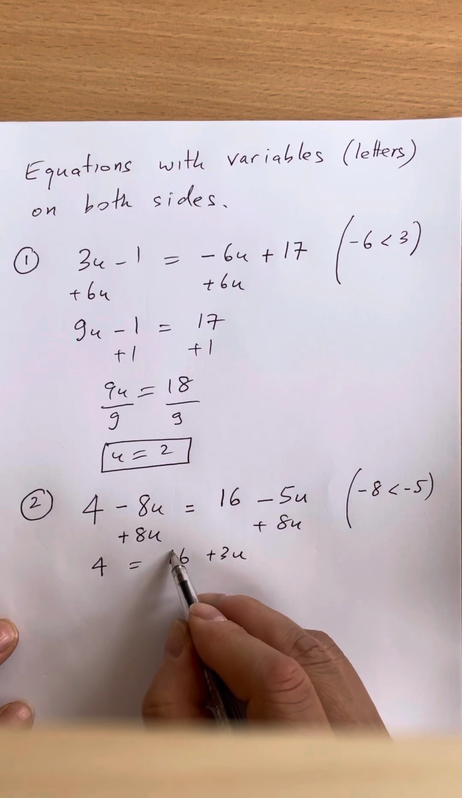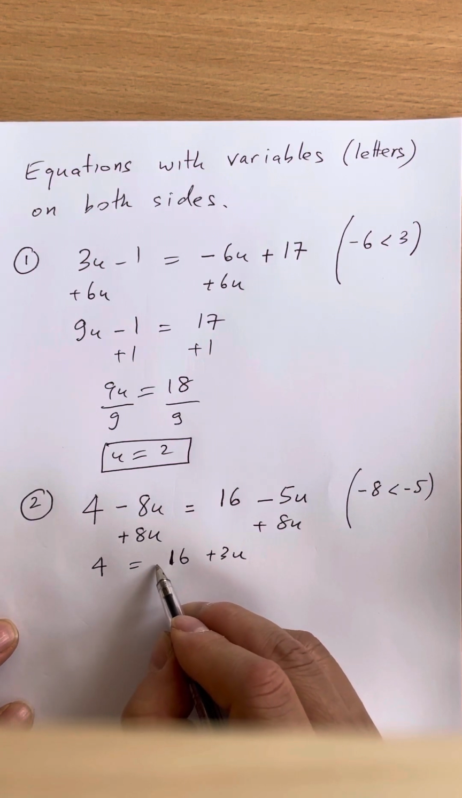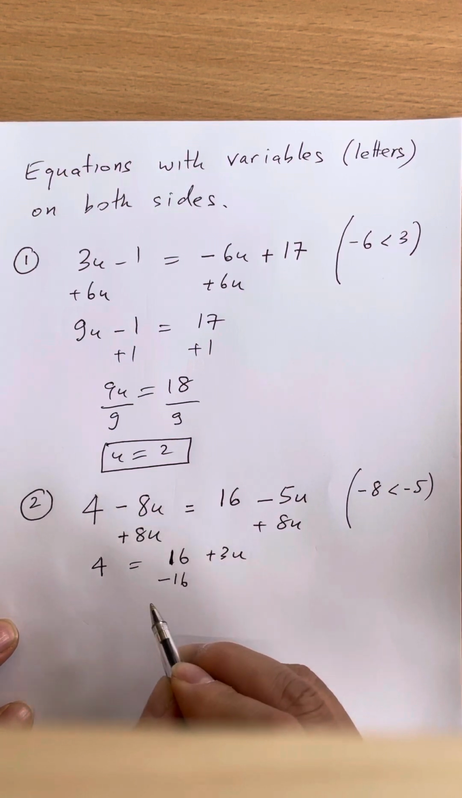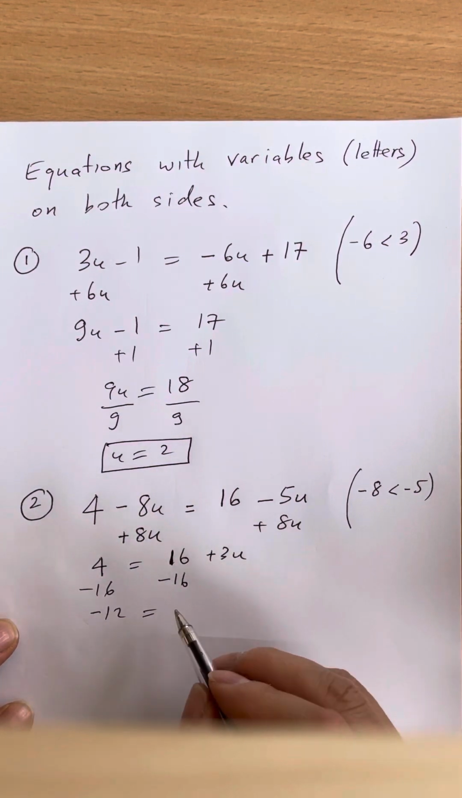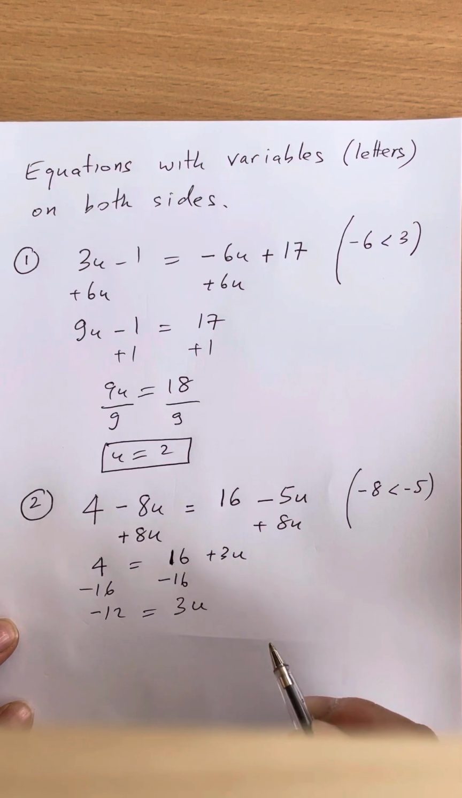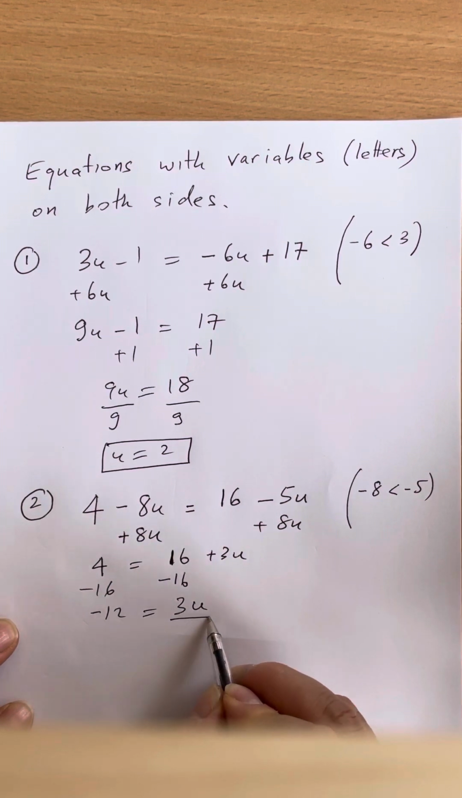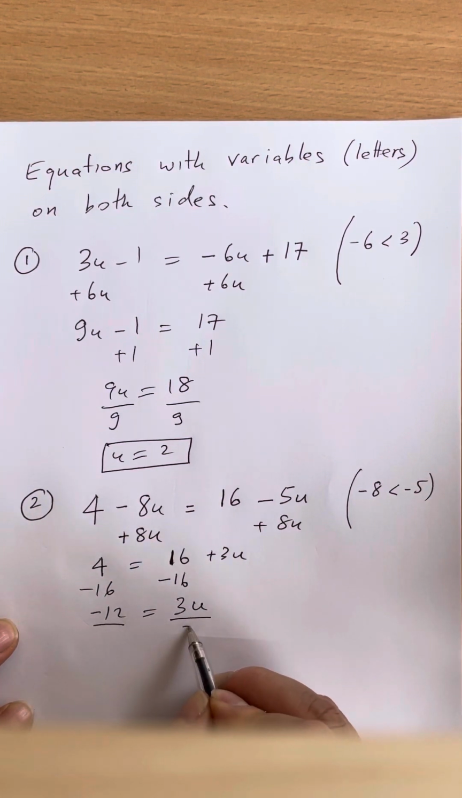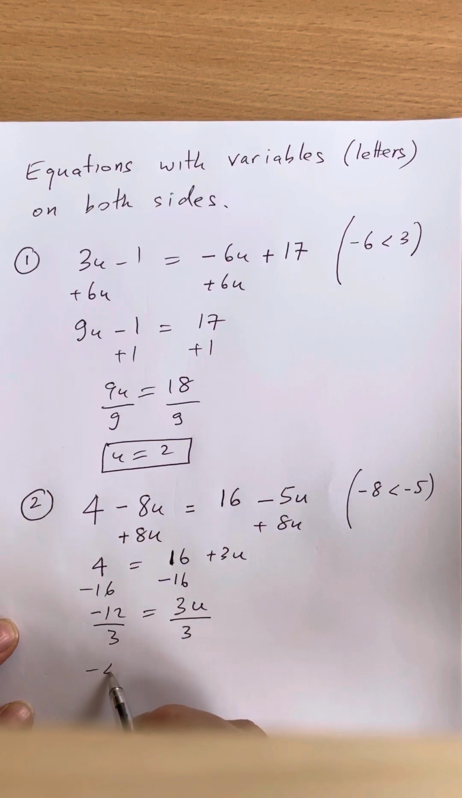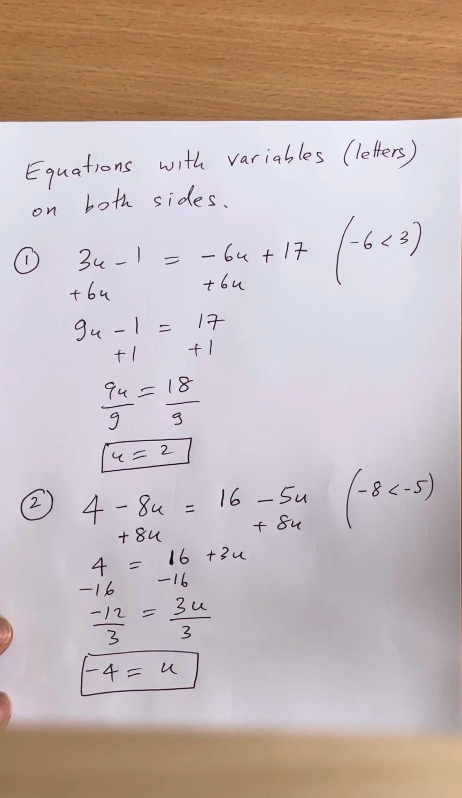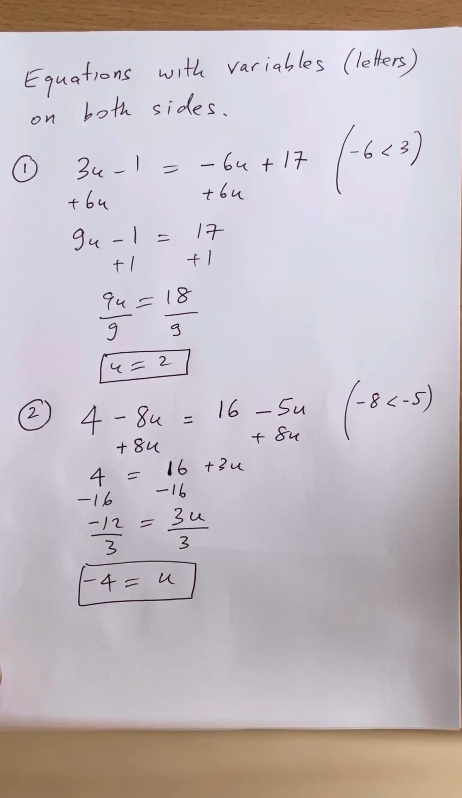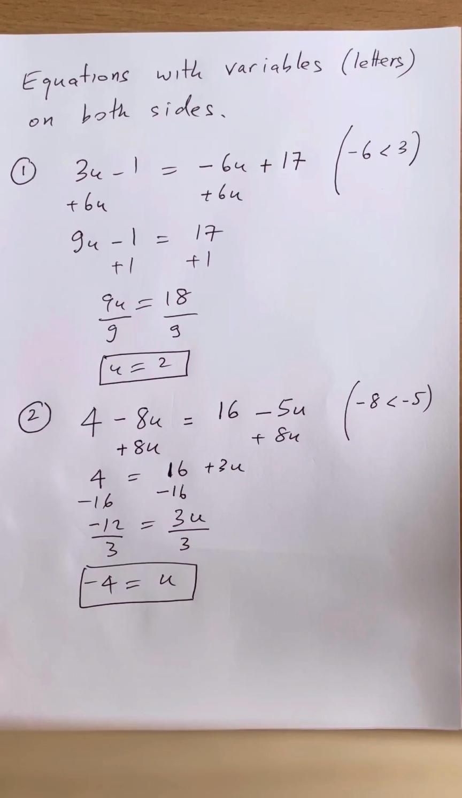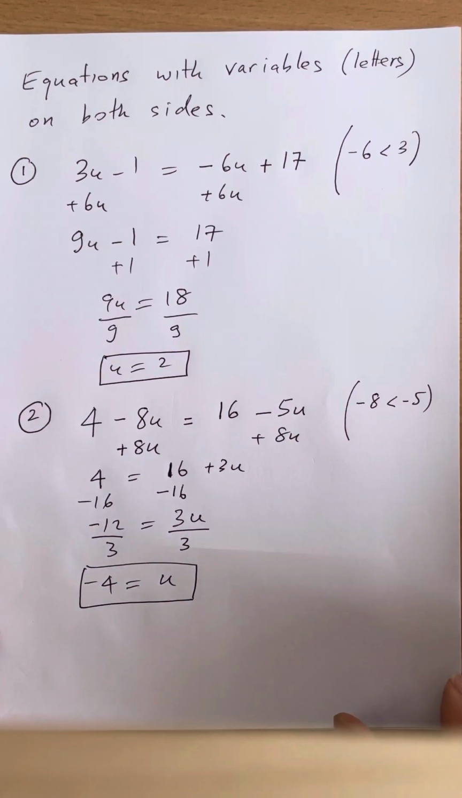Then you get rid of the 16, because there's an invisible plus here, so minus 16 on both sides, and you end up with minus 12, because 4 minus 16 is minus 12. On the right you get 3u, and then the inverse of 3u is divided by 3, and you end up with minus 4 equals u, and that is your answer. So that's how you do the equations with variables on both sides. You get rid of the smaller one.